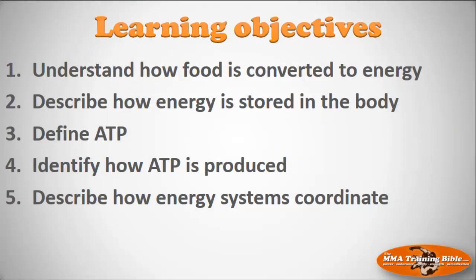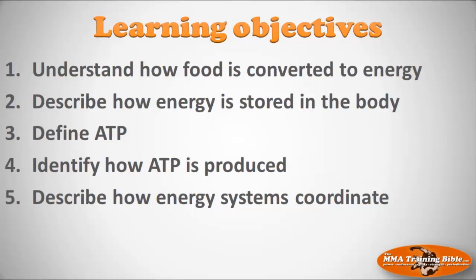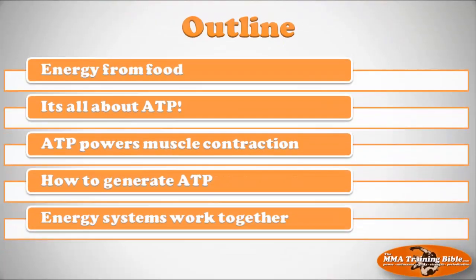I've got some learning objectives for you. I want you to understand how food is converted into energy. I want you to be able to describe how energy is stored in the body. I want you to define ATP, that's adenosine triphosphate. I want you to identify how ATP is produced, and then I want you to describe how the energy systems coordinate to produce it. This is exactly what we're going to cover.